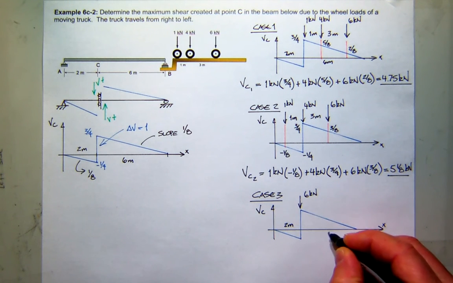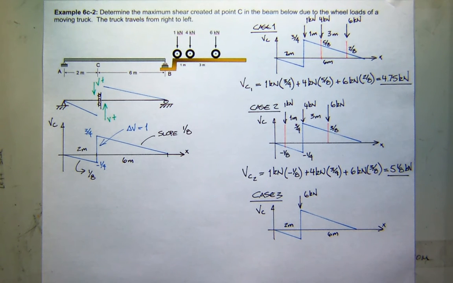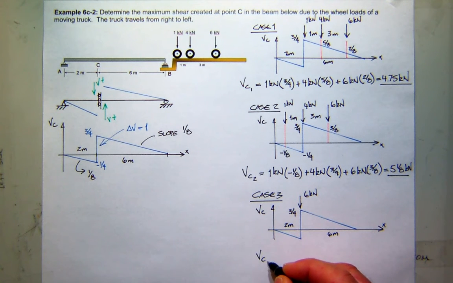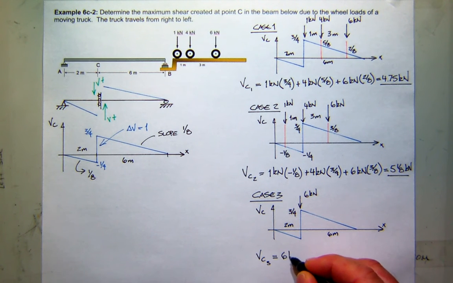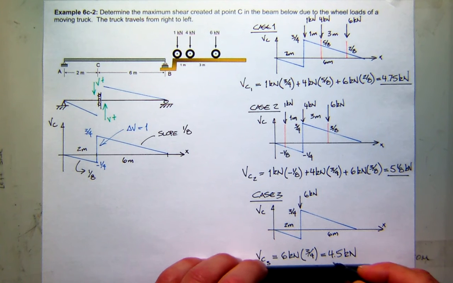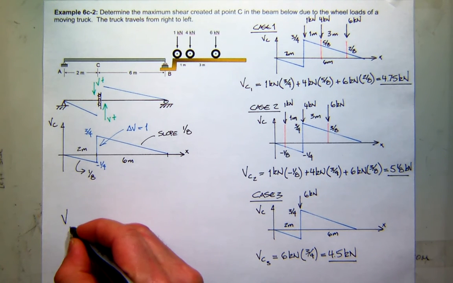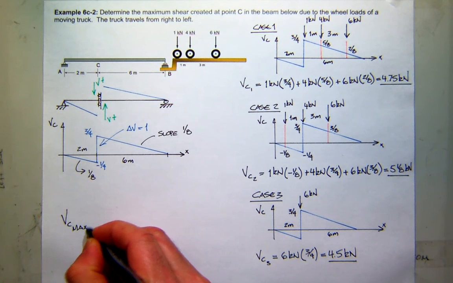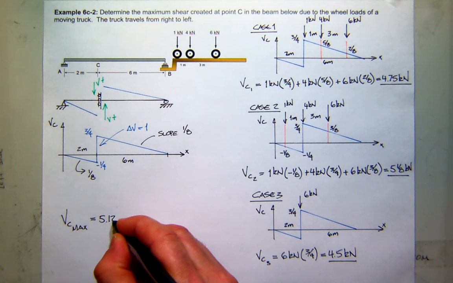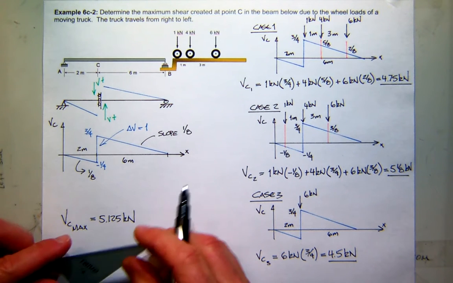So in this particular position, only the 6 kilonewton load is on the structure, the last load. So that'll be an easy calculation. We know the height there is 3/4, so the shear at C for case 3 is just 6 kilonewtons times 3/4, which I believe is 4.5. So now we know that the maximum shear at C for this particular case would be this value, which is 5.125 kilonewtons.